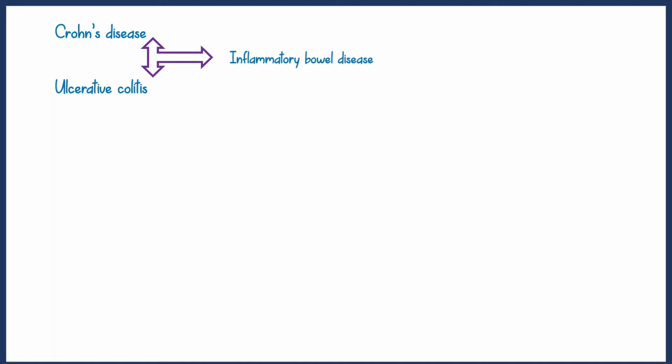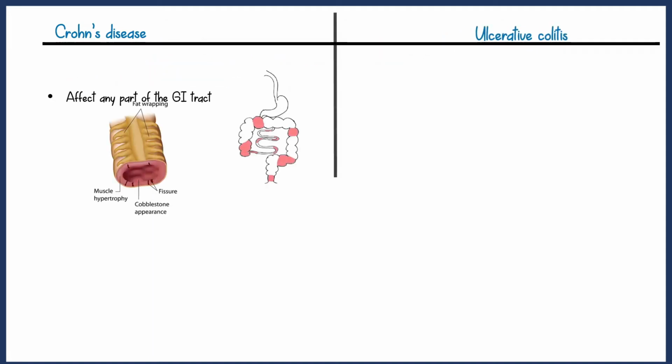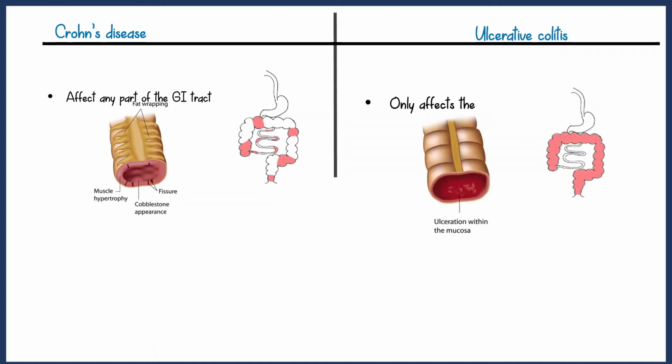Crohn's disease and ulcerative colitis are both collectively considered inflammatory bowel disease. Compared to ulcerative colitis, Crohn's disease may affect any part of the GI tract. But as the name suggests, ulcerative colitis only affects the colon. There are some more differences between these two, but we are not going to discuss them here.